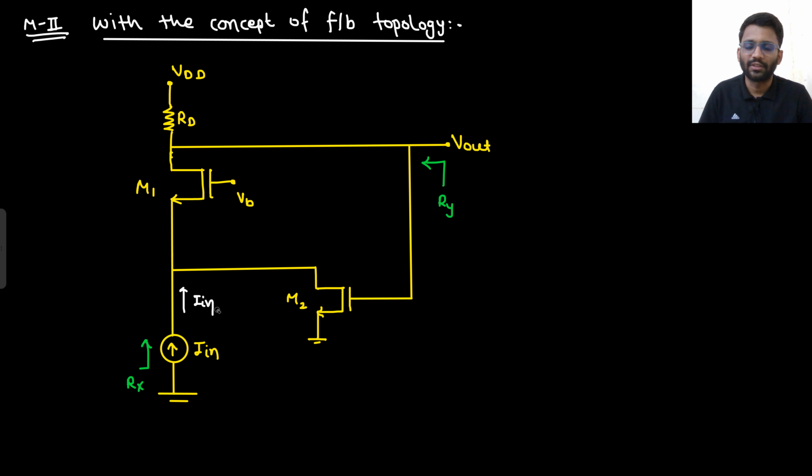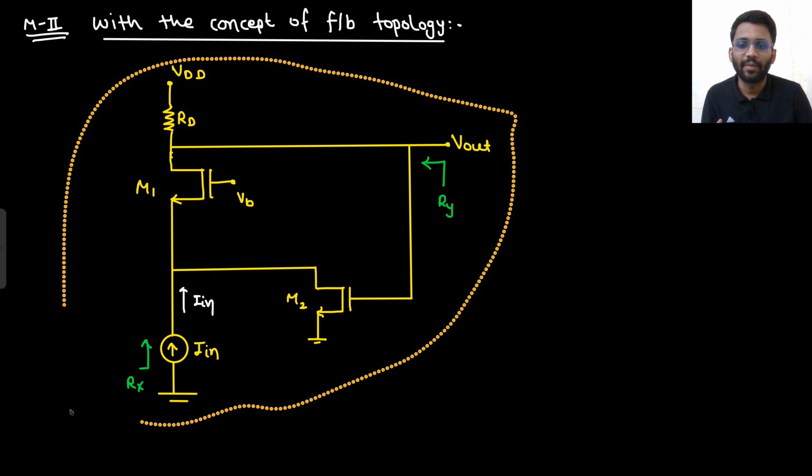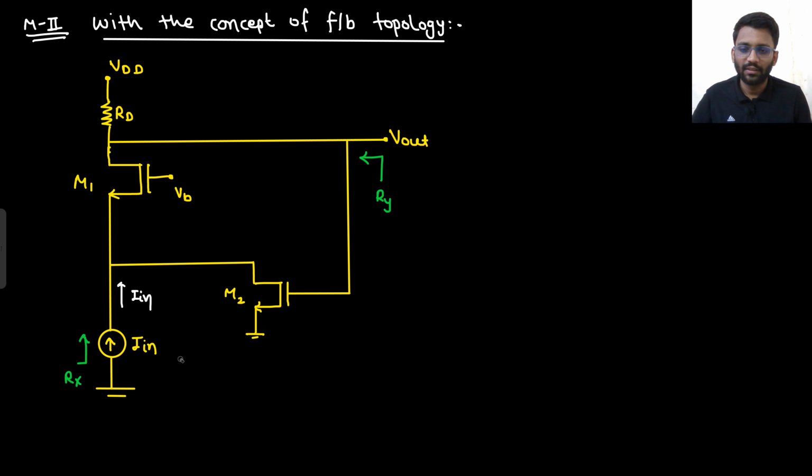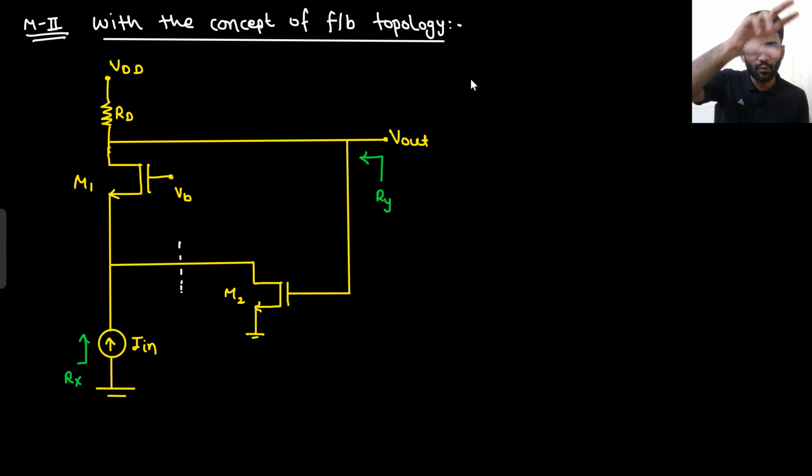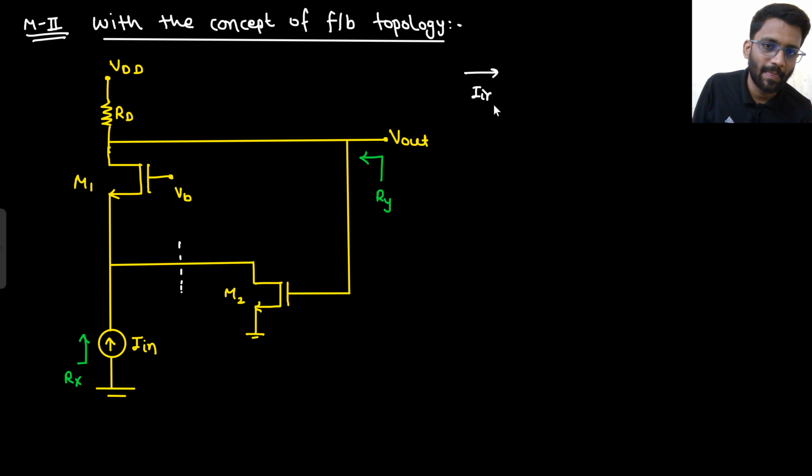Now we are going to solve with the concept of feedback topology. So first thing is we need to make the open loop. For making the open loop, we have to break the feedback path. So which one is the feedback path? This is the feedback path, so we have to break this path. Now how will it be broken? What we are studying is the voltage current feedback topology. So our input is current. Current was converted into some voltage.